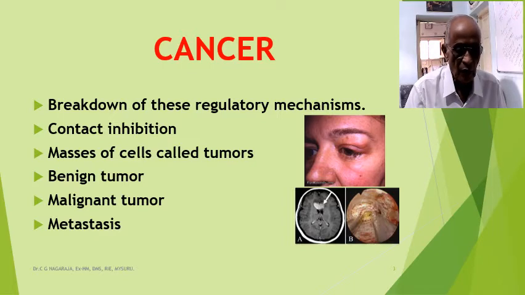And once this contact inhibition is lost by the old cells, they produce a mass of cells called tumors. This mass of cells, which may not do any function, will be drawing nutrients from the normal cells, and normal cells are deprived of the nutrients, and these cells start growing and they become what is called tumors.